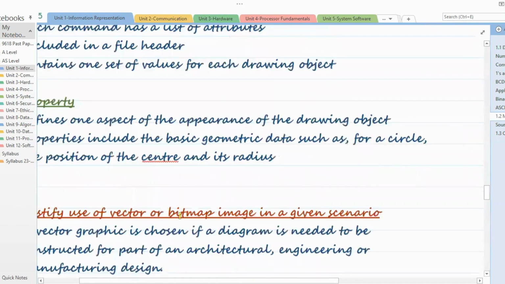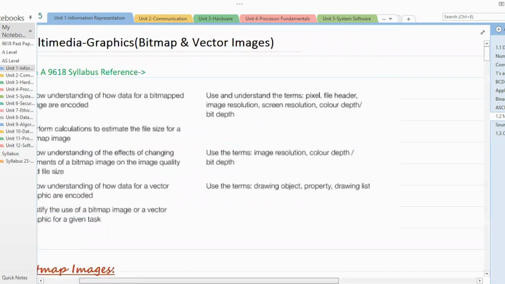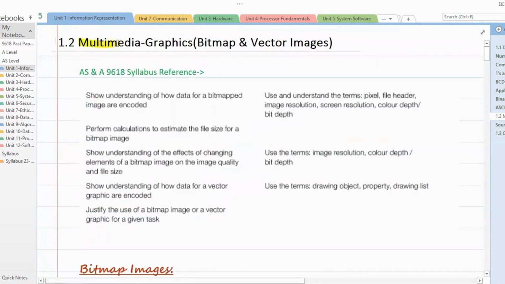Right, so that's all for today. In today's session, we have covered all about multimedia, including bitmap images and vector images. All the topics which are mentioned here in the syllabus reference, I have covered all these topics in today's session. So that's all. Thank you.